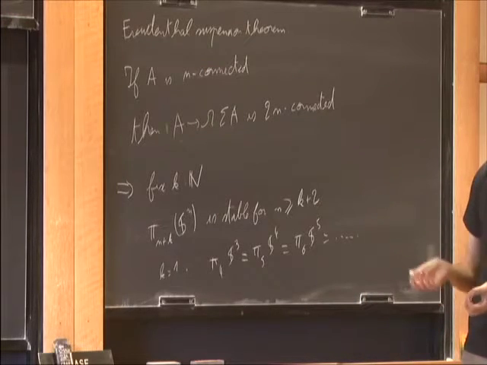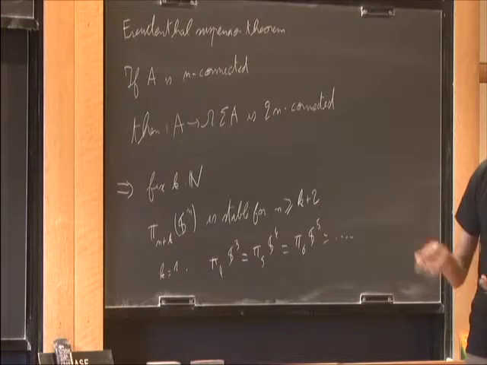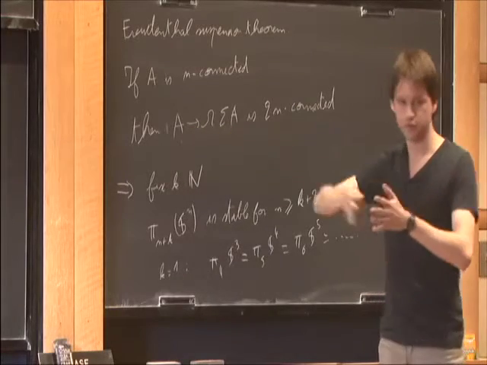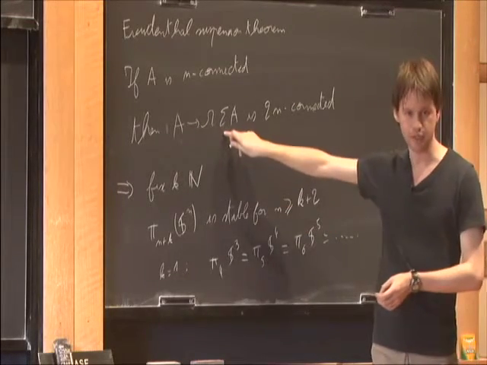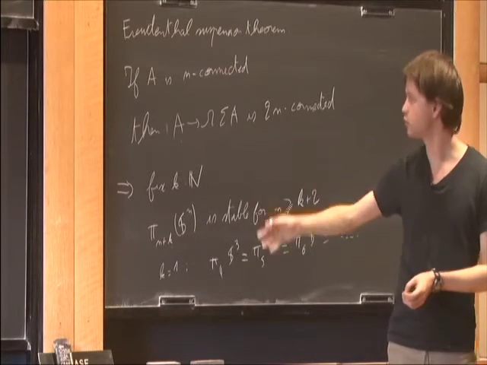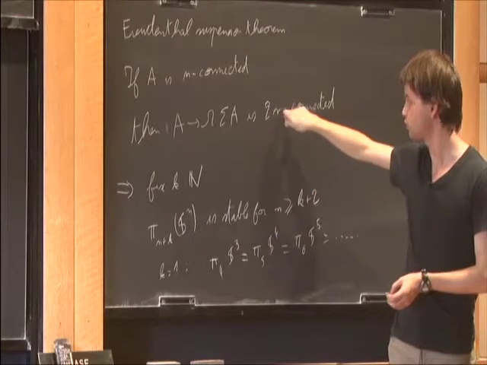And this is exactly what the James construction is about. It's to improve this to give a sequence of successive approximations of omega sigma A, which are more and more connected.